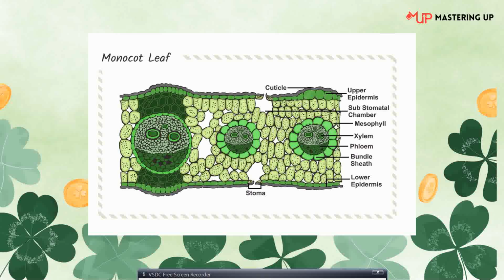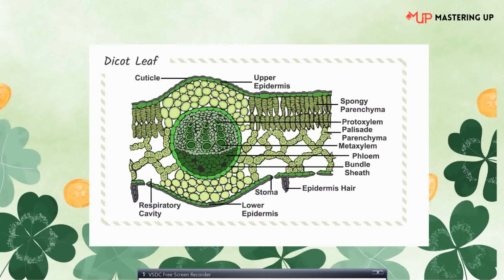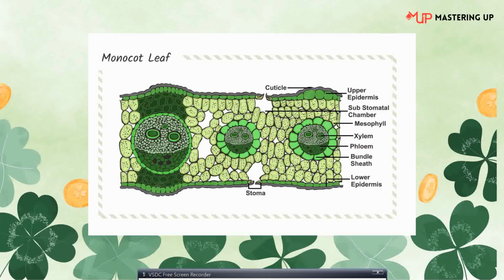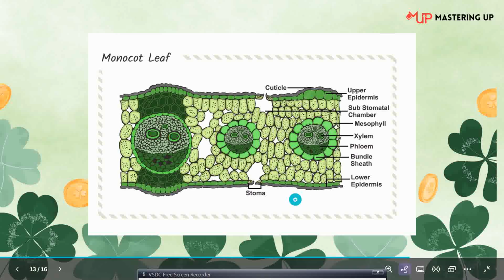So this is the structure, we have the structure of monocot and dicot leaf. Let's discuss them one by one. First of all, monocot leaf.